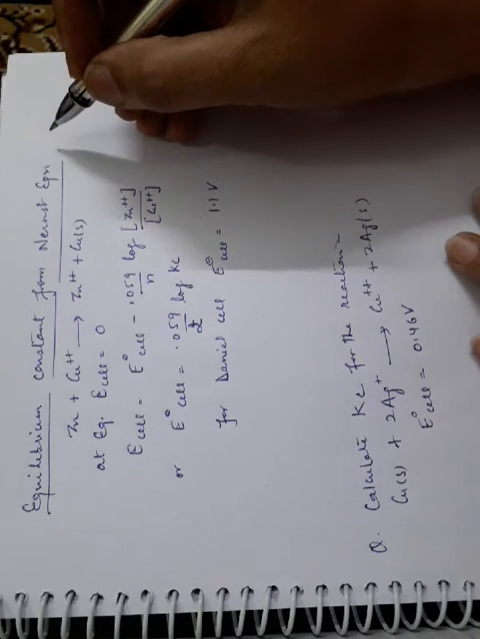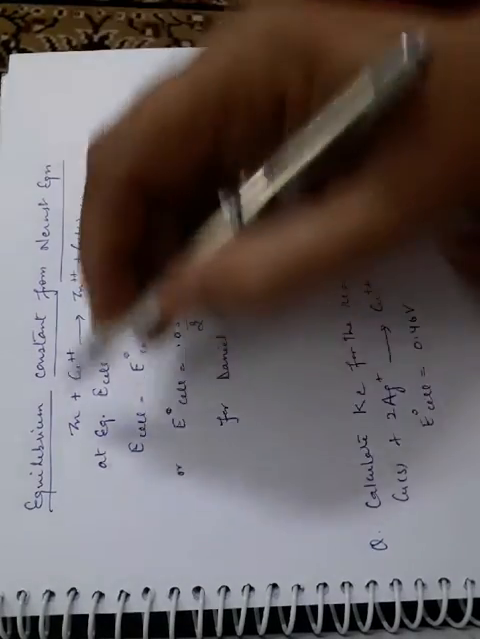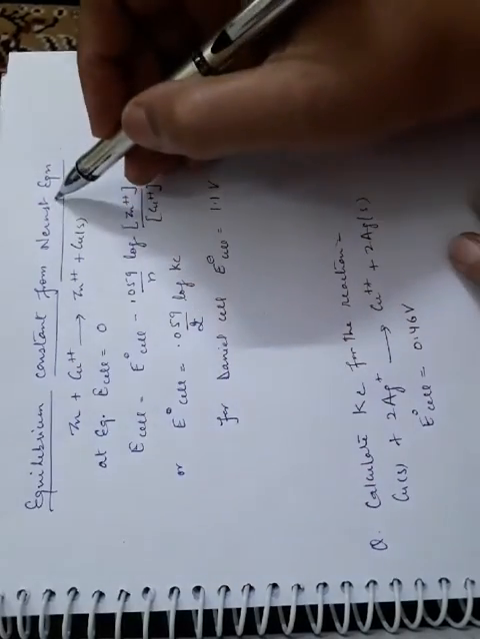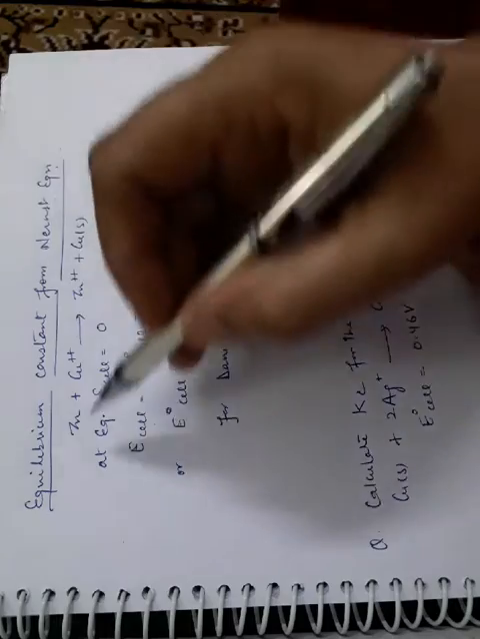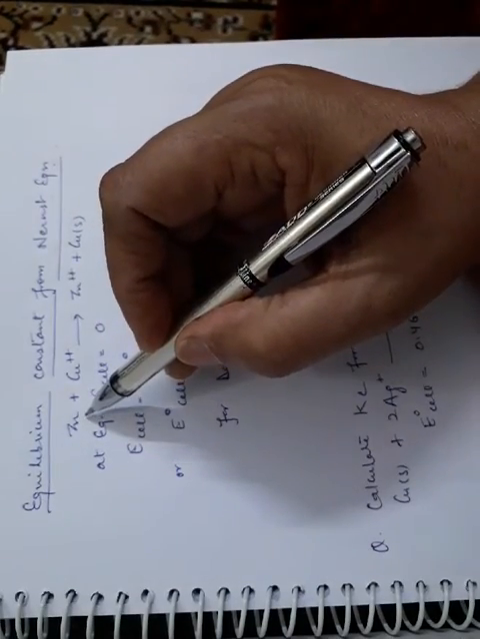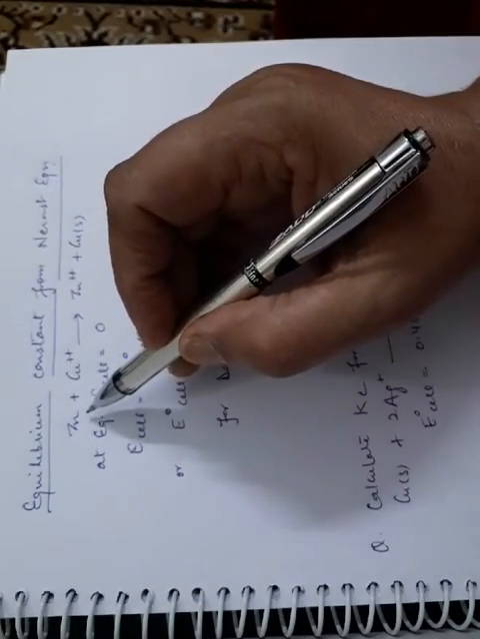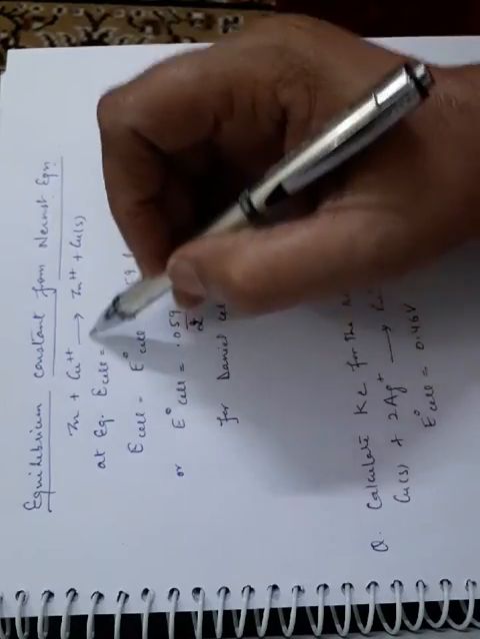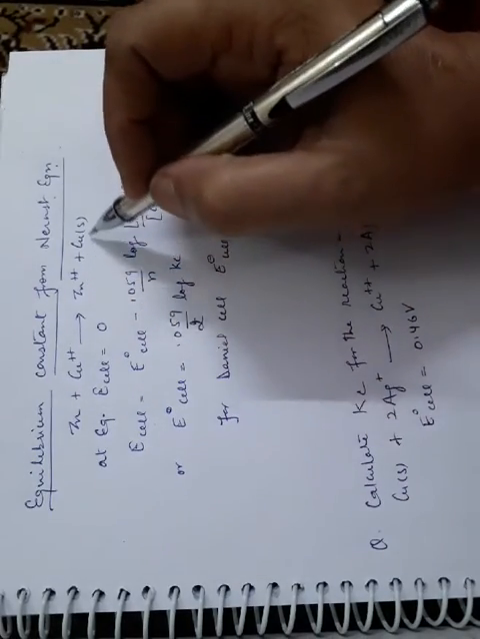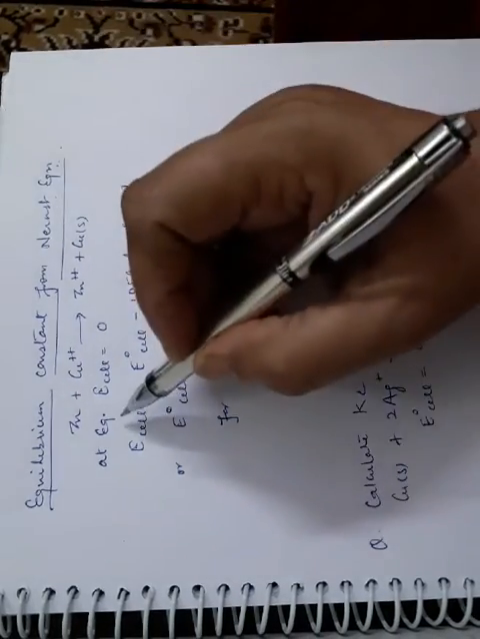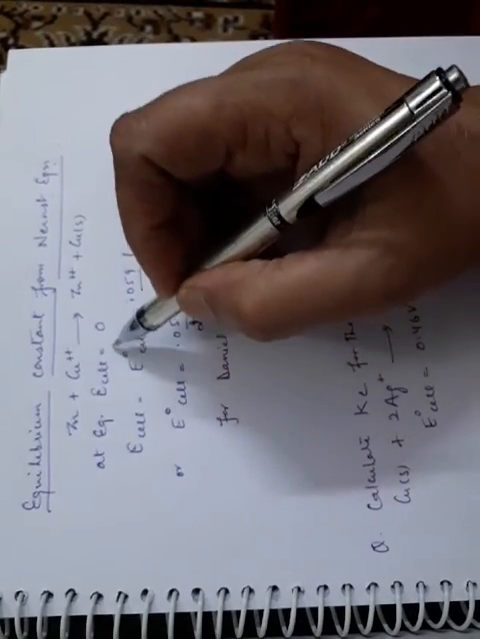Today we have to see how we can get the equilibrium constant from the Nernst equation. Equilibrium constant from Nernst equation. Let us consider the galvanic cell reaction: zinc plus copper ions giving zinc ions plus copper solid. At equilibrium we know that E cell becomes 0.